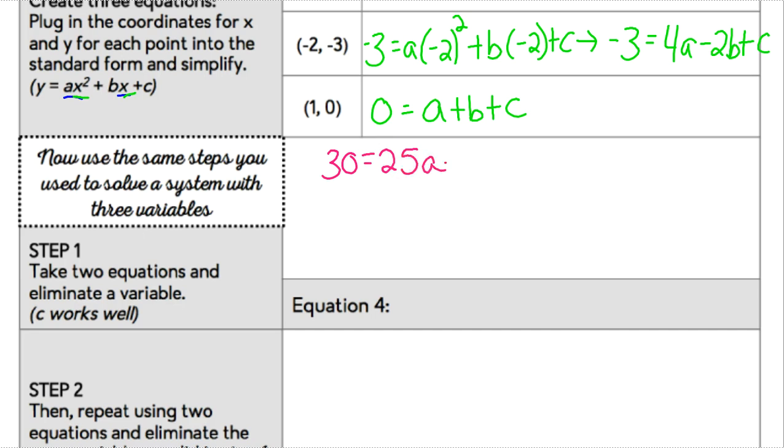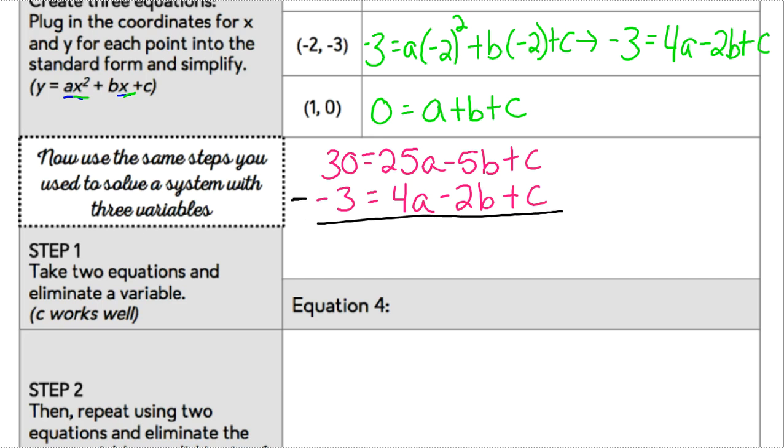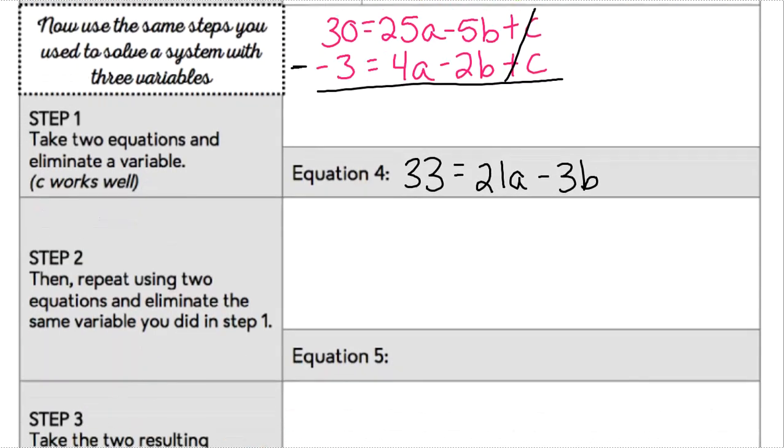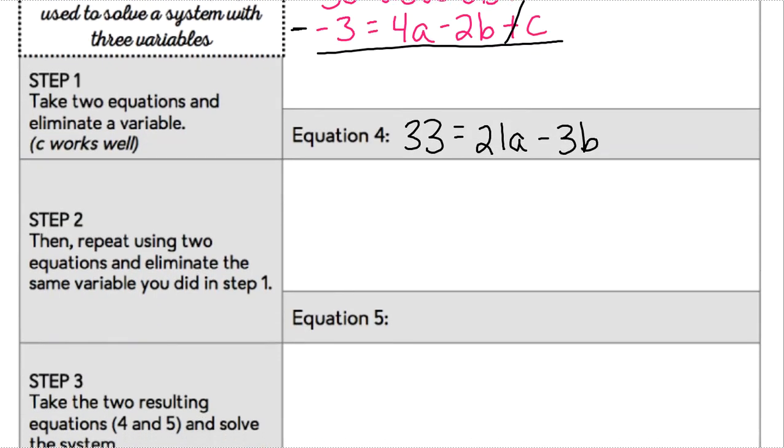Minus 5b plus c. And my second equation is -3 equals 4a minus 2b plus c. So those c's are ready to eliminate. To eliminate them, I need to subtract. So I am subtracting these equations from each other. When I do that, I get 33 equals 21a, and I get minus 3b. C's eliminate.